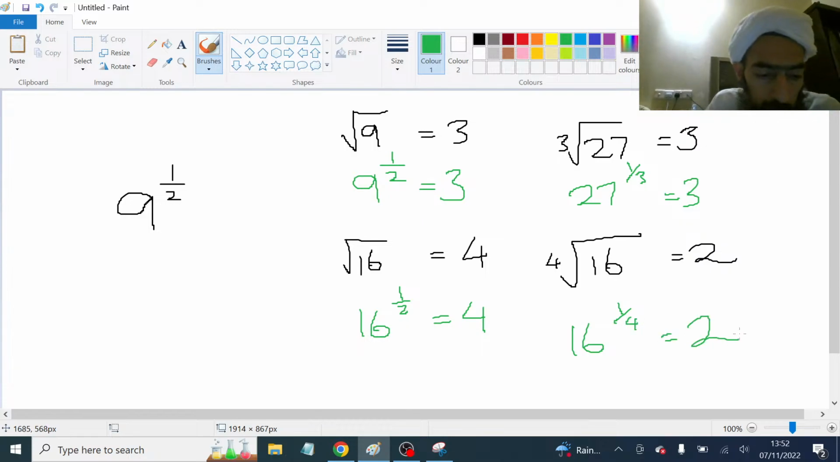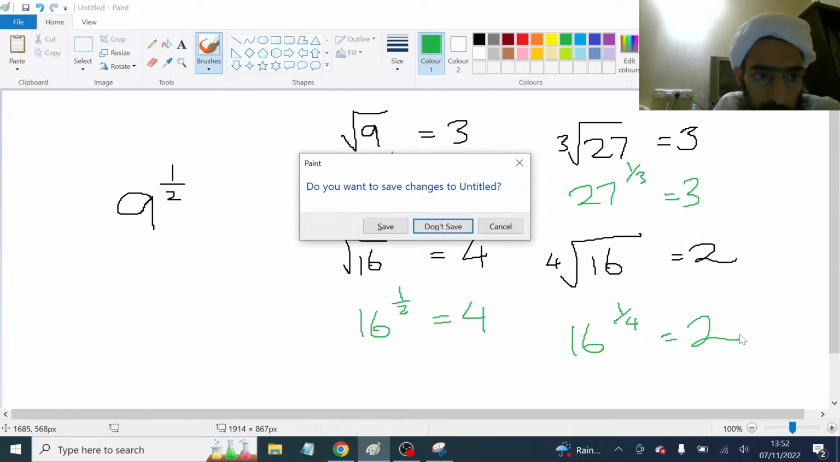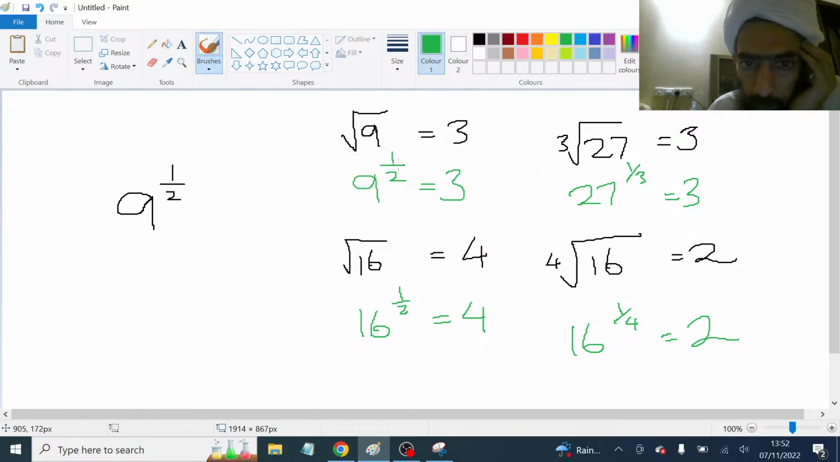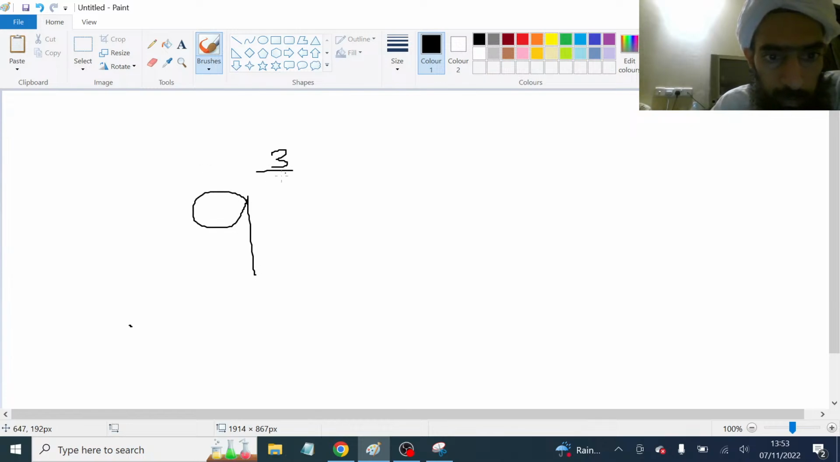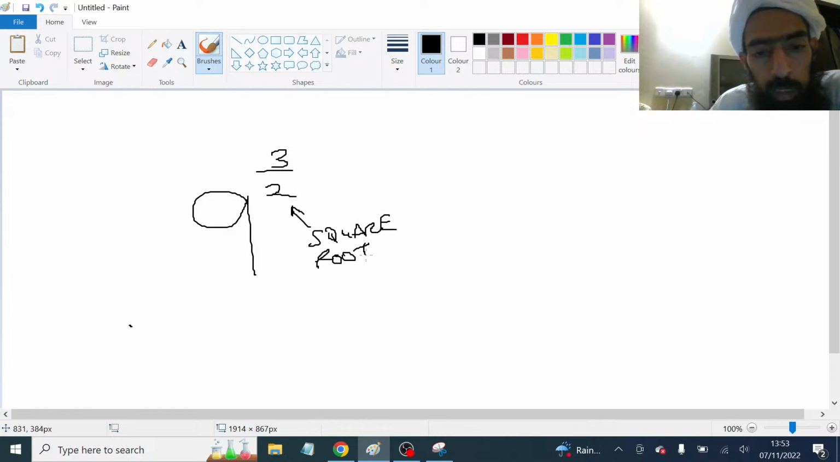So that's a quick recap on how square roots, cube roots, and any other kind of root can be rewritten as a fraction. But notice that all these fractions had 1 on the top: 1/2, 1/3, 1/4. So what does it mean when we have a question like 9 to the power 3/2? The bottom 2 means square root, so we know that the 9 is being square rooted. And the 3 at the top just means your normal power 3.